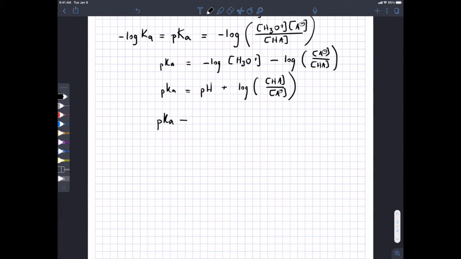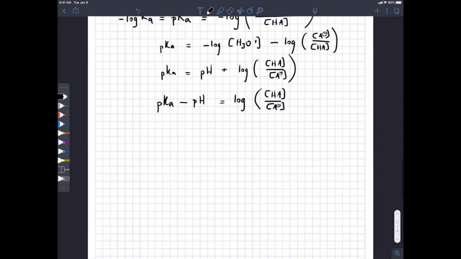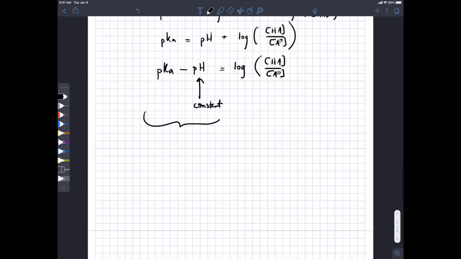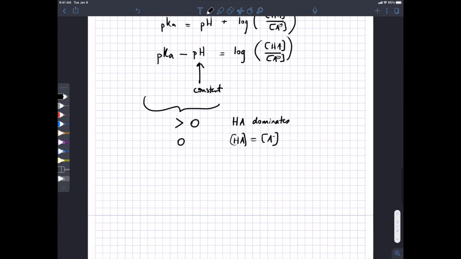All you have to do is subtract pH from both sides of the equation. This tells you that if you have an acid in a buffered solution where the pH is constant, and you subtract pH from pKa, if that number is greater than zero, the HA form, the acid form, dominates. If that number equals zero, the concentrations of HA and A minus are equal, because the log of one is zero. And then if pKa is less than pH, such that this is a negative number, that means the conjugate base form dominates.